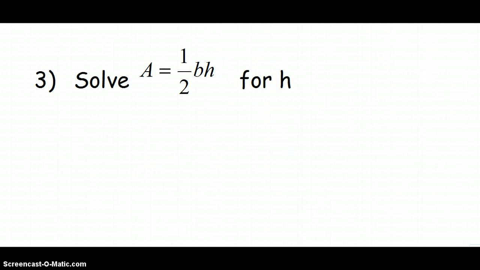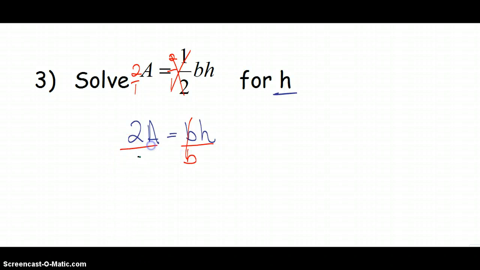Now I want to solve A is equal to 1/2 B times H, and I want to solve it for H. Well, I've got a fraction. So the first thing I'm going to do is get rid of this guy. So I'm going to multiply both sides by the reciprocal. So now I have 2 times A is equal to B times H. I'm solving for H. So now I'm going to divide both sides by B. That cancels. So that leaves me with H is equal to 2 times A divided by B.